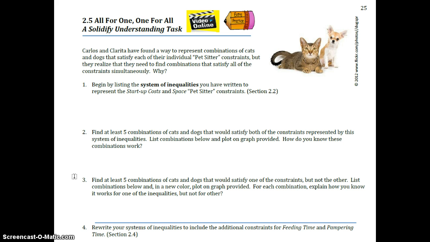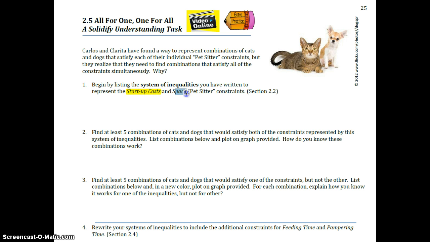So Carlos and Clarita have found ways to represent a combination of cats and dogs that satisfy each of their individual pet sitter constraints. Individually they've looked at the startup costs, the space, feeding time, and pampering time. But they realize that they need to find combinations that satisfy all of those constraints simultaneously. We're going to start just by looking at startup costs and space.